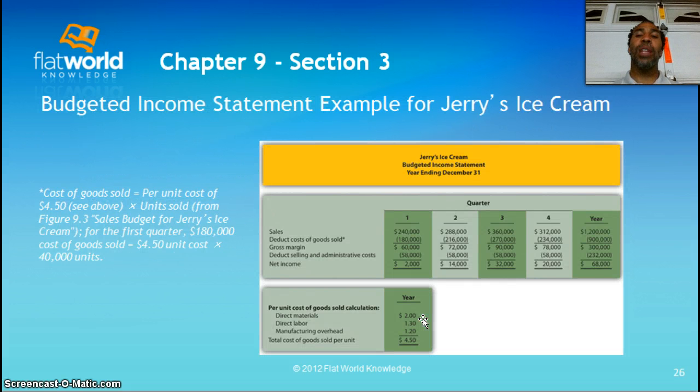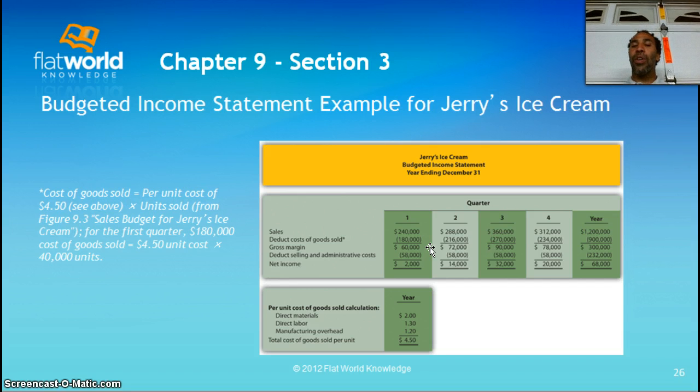So there's a budgeted income statement example for Jerry's Ice Cream. And like I said, you always read this legend that you have right here on the left-hand side. But your sales in the first quarter, 240,000. You deduct the cost of goods sold, 180,000. So your gross margin is 60,000. Well, if you're splitting that amount with someone else, you may have a problem with that being your totals for the quarter or for the year. Then you have $58,000 of selling and administrative costs. So your net income is $2,000. Second quarter is 14, third quarter is 32, and fourth quarter is 20.